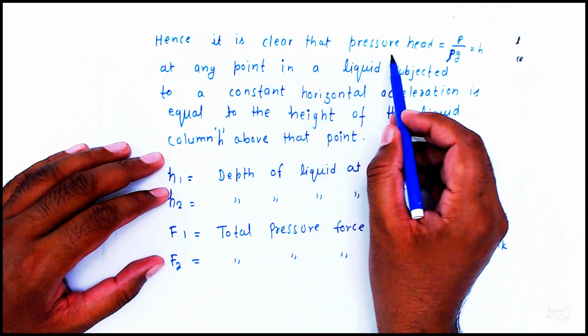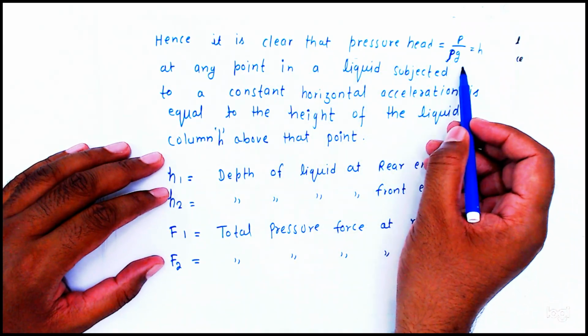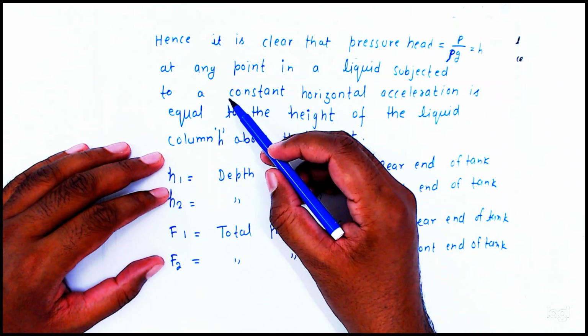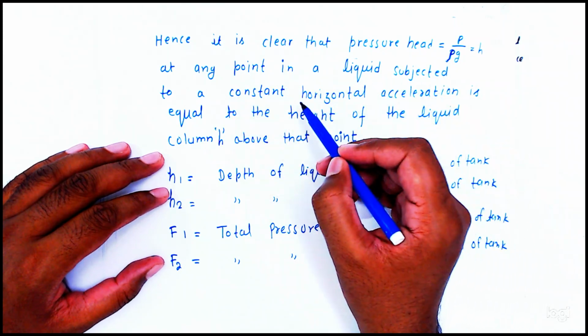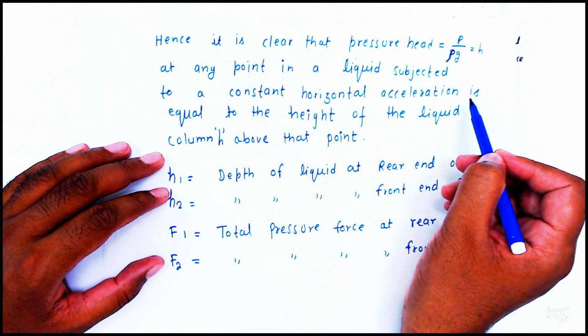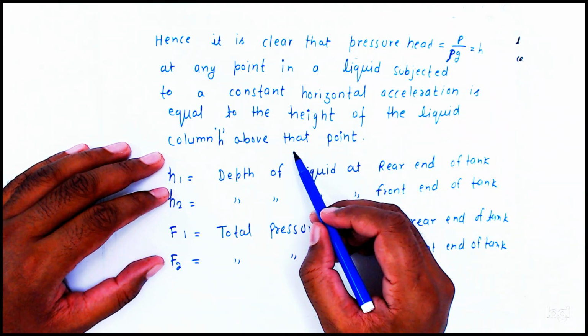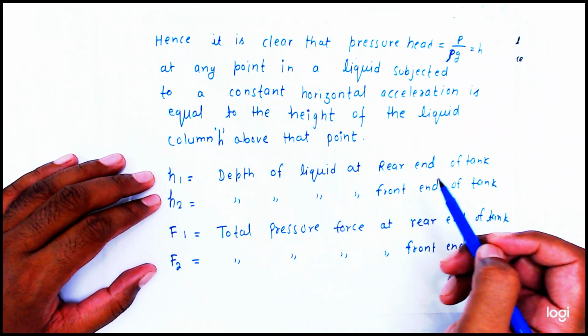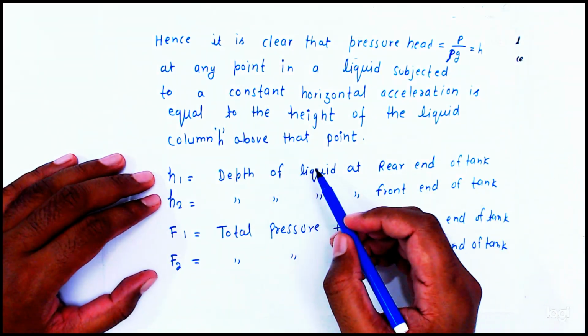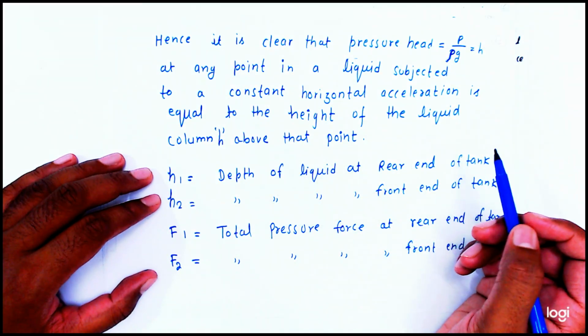Hence it is clear that pressure head P upon rho g is equal to H. So at any point in the liquid subjected to a constant horizontal acceleration, it is equal to the height of the liquid column H above that point. So from here we are able to find the pressure head at different points.